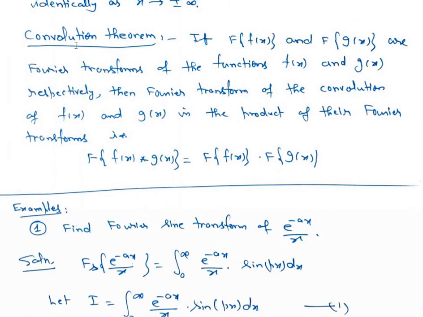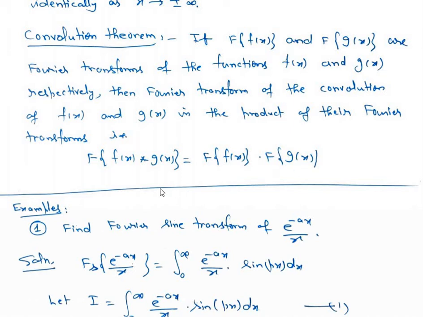Then we have convolution theorem. If F of f(x) and F of g(x) are the Fourier transforms of the functions f(x) and g(x) respectively, then the Fourier transform of the convolution of f(x) and g(x) is the product of their Fourier transforms. That is, Fourier transform of f(x) star g(x) is equal to F of f(x) into F of g(x).